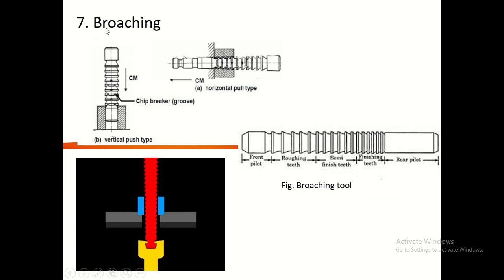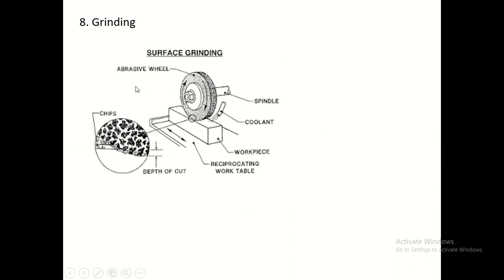What is the purpose of broaching? To enlarge the hole of the workpiece or to give a finish inside the hole of the workpiece. There are two basic purposes of the broaching operation: enlarge the diameter of the workpiece hole and give internal finishing to the surface. This is broaching. Then grinding.